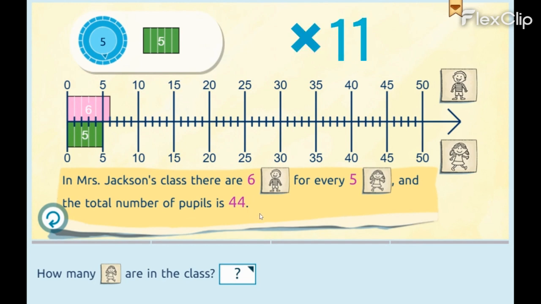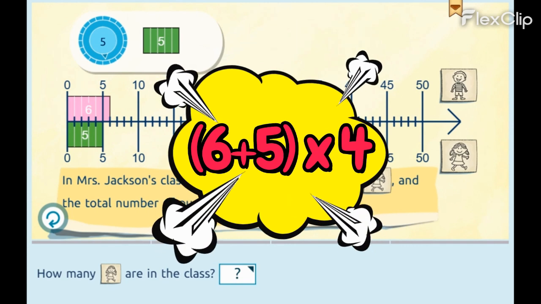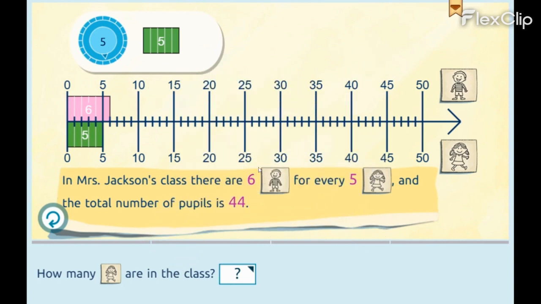But it's bigger only 4 times, which means if we use 6 four times and 5 four times and put them all together, we will get 44. 6 times 4 is 24 and 5 times 4 is 20. 20 plus 24 will give us 44. Let's have a look how it works. We can grow 11 to 44 if we multiply 11 by 4.